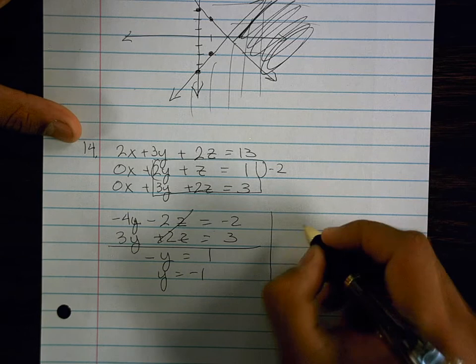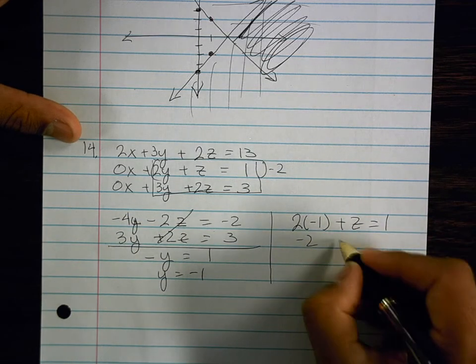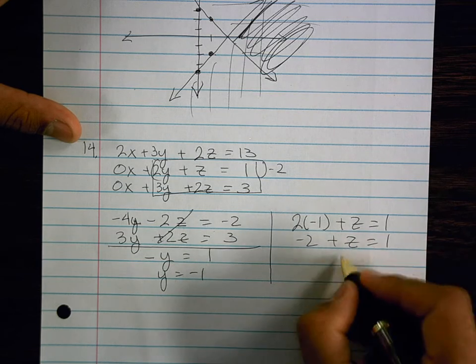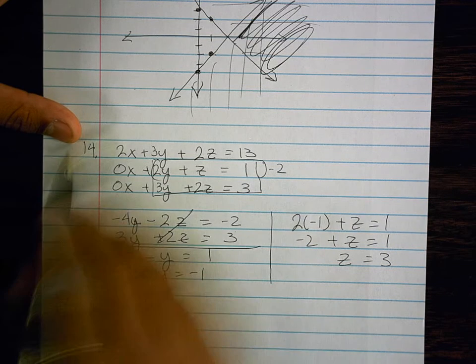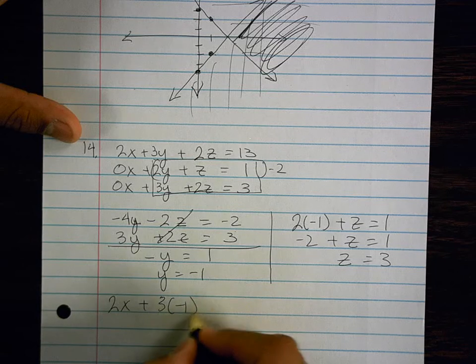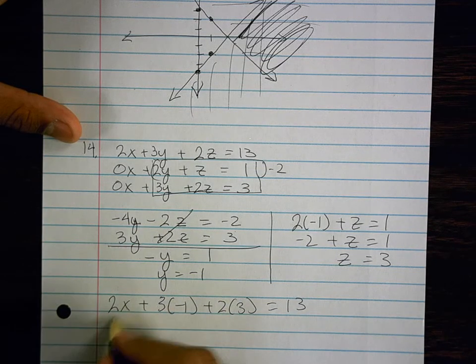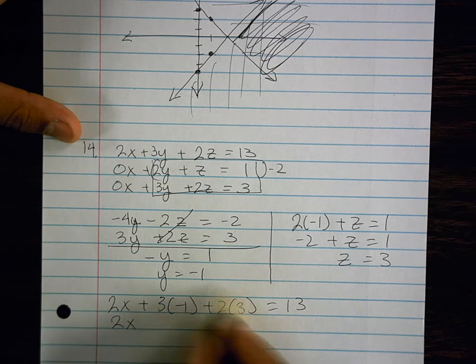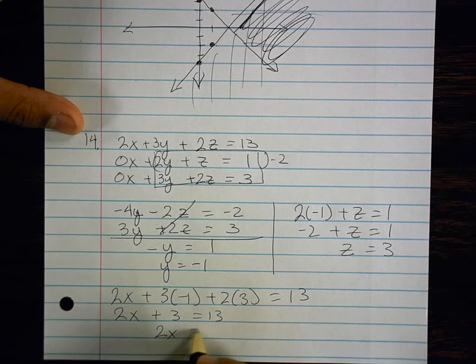So I'm looking at 2 times negative 1 plus z equals 1. Gives me negative 2 plus z equals 1. Add that to both sides. Z equals 3. So now that I've got those, I'm going to plug it into this top one. I don't know x. I'm going to say 2x plus 3 times negative 1 plus 2 times 3 equals 13. 2x, this is going to be negative 3 and positive 6, so it gives me positive 3. Subtract 3 from both sides. I get 10. Divide by 2, and x equals 5.